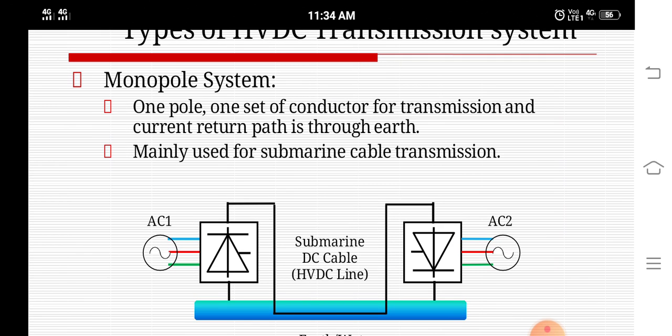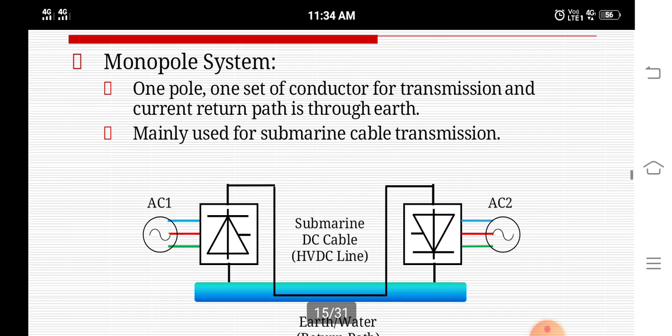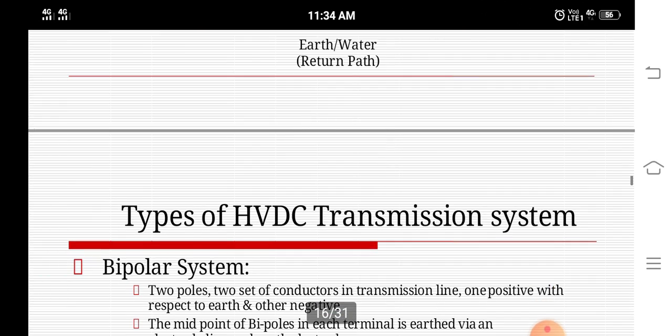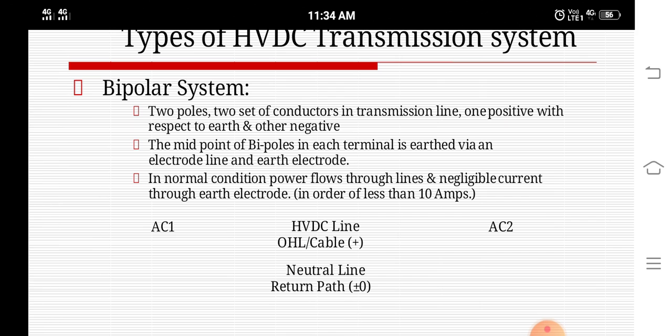It uses one conductor. Listen carefully. It uses only one conductor. The return path is provided by ground or water. Use of this system is mainly due to cost consideration. Then a metallic return may be used where earth resistivity is too high. Example, a submarine system.